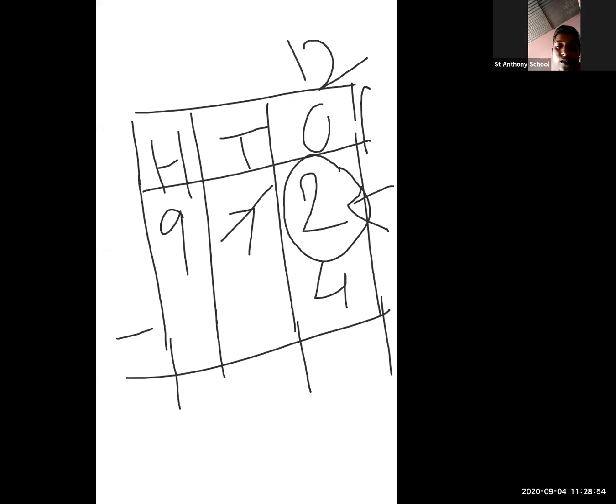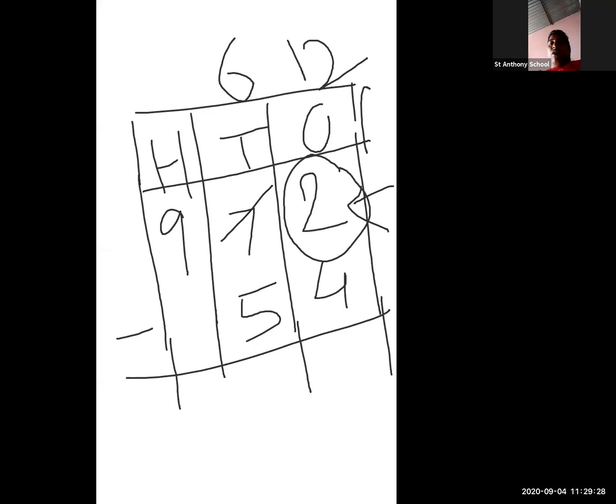Wait a second. From 7 you want to give 1 to the ones column. So how much is remaining? It's 6. Because in the ones column 2 is there, and 2 minus 4 is not possible. That's why you gave 1 over here. From the tens column you gave 1 to the ones column. So how much is remaining in the tens column? 7 minus 1, it's 6.